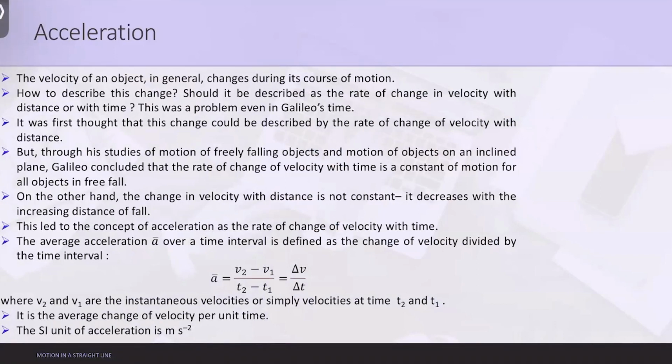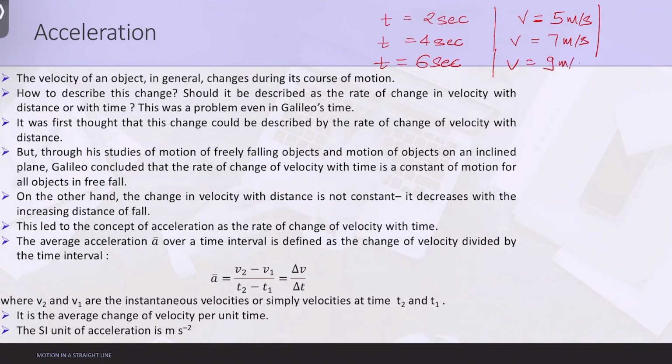The velocity of an object in general changes during its course of motion. Quite evident. Sometimes, let us say at t equal to 2 seconds the velocity will be 5 meter per second, at t equal to 4 seconds the velocity will be 7 meter per second, or at 6 seconds the velocity is 9 meter per second.